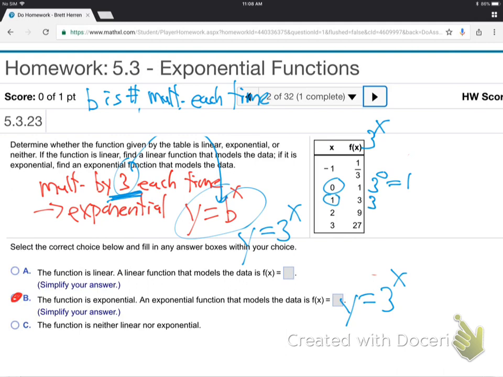What about if I put in 1? 3 to the 1 is 3. Yeah, it's working. If I put in 2, what is that? 3 to the 2, 9. Yeah, I know it's 3 to the x. That's really the best way. There's too many rules, obviously, to remember, even for me, who teaches it all the time. Just work it out. 3 to the x is working. The b, the base, will always be the number you multiply by every time. So this one's just 3 to the x.